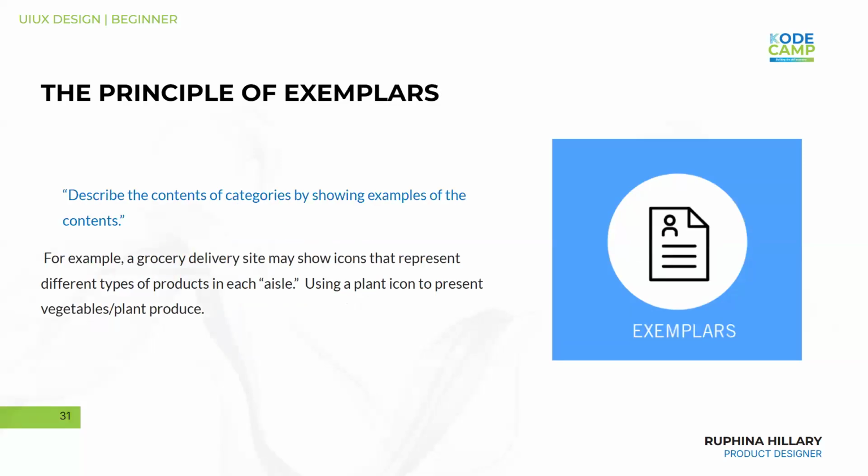Then the next principle is the principle of exemplars. Fancy word, it just means example. Give examples. Describe the content of categories by showing examples of the content. For example, a grocery delivery site may show icons that represent different types of products in each aisle, or use a plant icon to represent vegetables or plant produce. So give examples. Simply give examples.